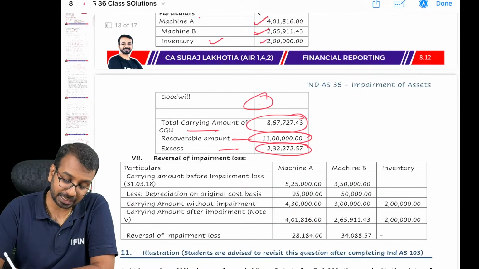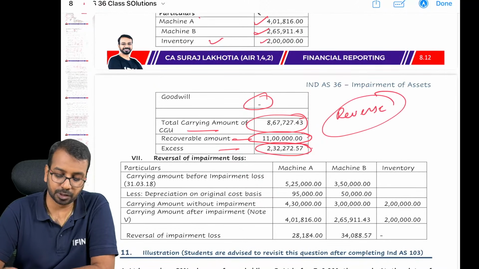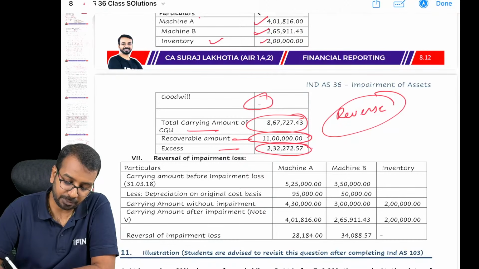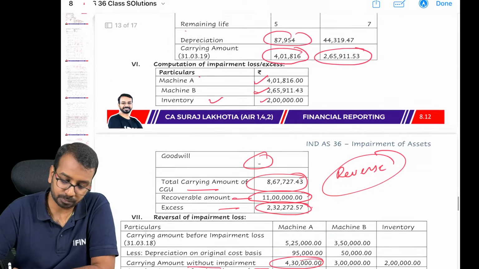Now that excess, what we will do? We will have to reverse. How will we reverse? See, carrying amount without impairment is 4,30,000. Carrying amount after impairment is 4,01,000 here.